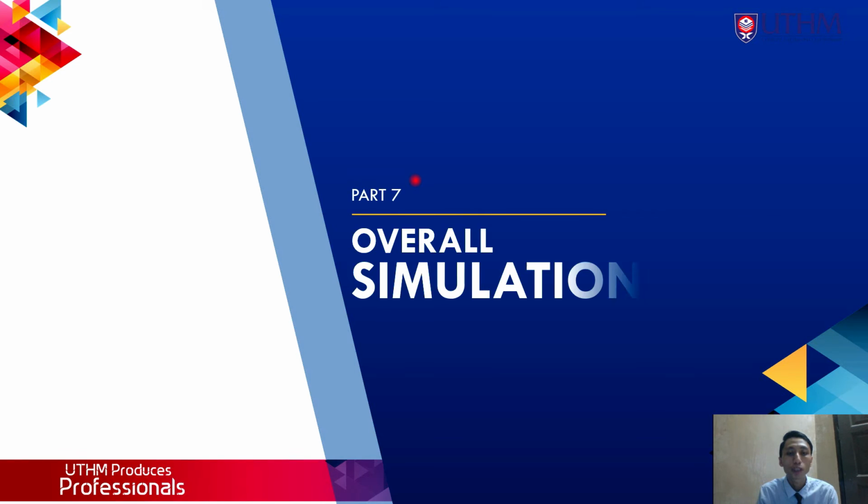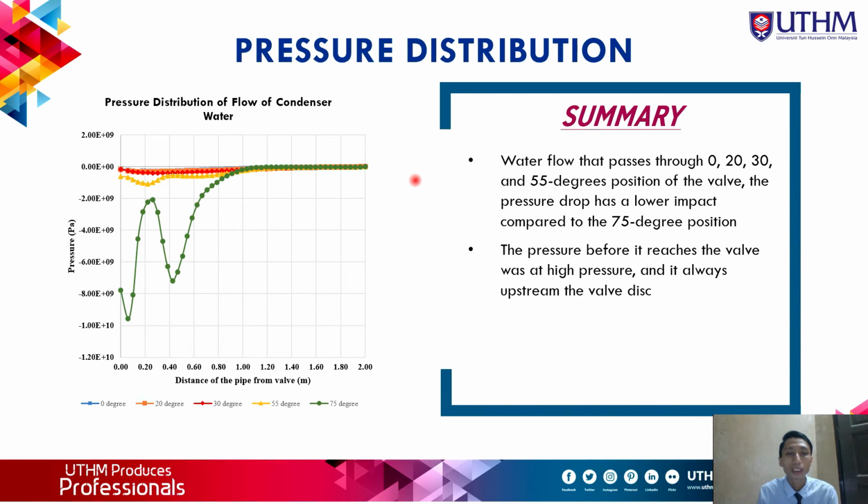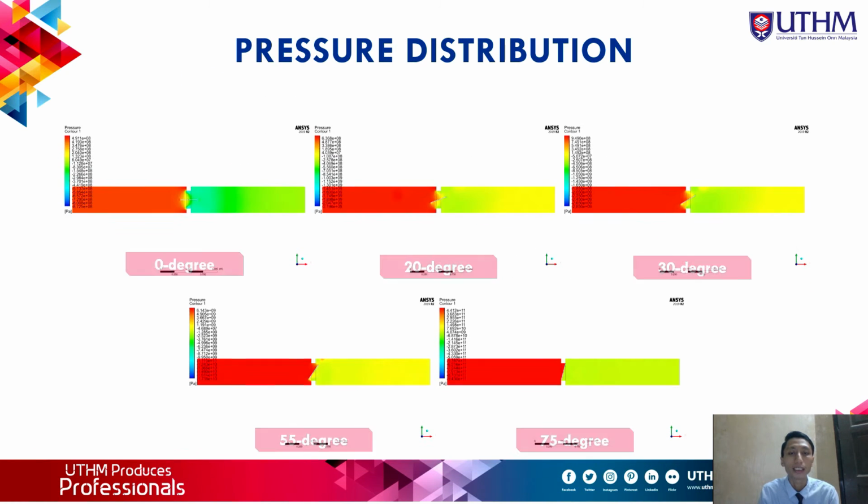Now we go to the overall simulation results. The first result is for pressure distribution. The original pressure injected was 925.4 Pascal, and from the graph here, we have summarized that for the water flow that passes the 0, 20, 30 and 55 degree positions of the valve, the pressure drop has a lower impact compared to the 75 degree position. The green line is the 75 degree position, and the pressure before it reaches the valve is high and is always upstream of the valve disc, as described by the contour below.